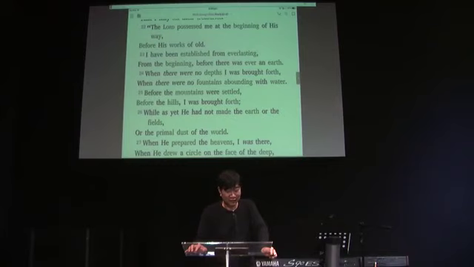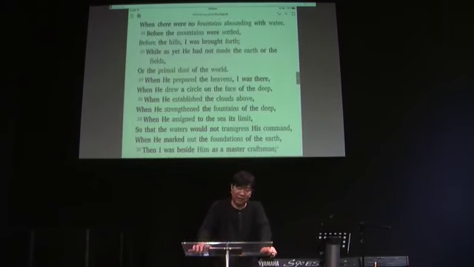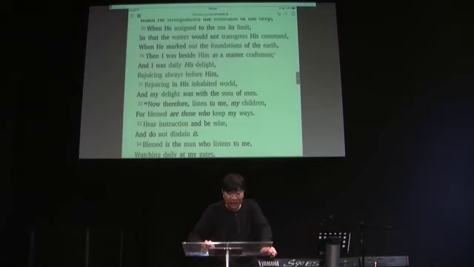Now, when he talks about wisdom in a feminine sense, let me read more verses before I ask a question. Verse 26, while as yet he had not made the earth or the fields or the primal dust of the world. Wow, this really goes backwards in time. Remember, the earth and all the universe was created in one spoken word. Big Bang, if you want to call it. When he prepared the heavens, I was there, when he drew a circle on the face of the deep. And then verse 30, then I was beside him as a master craftsman, and I was daily his delight, rejoicing always before him.